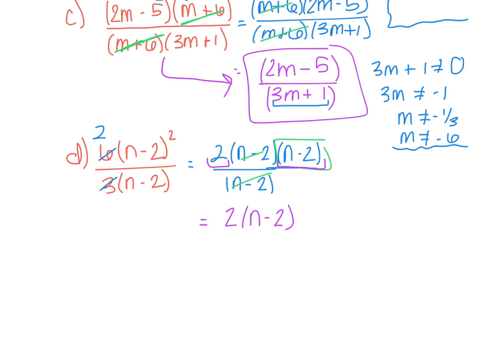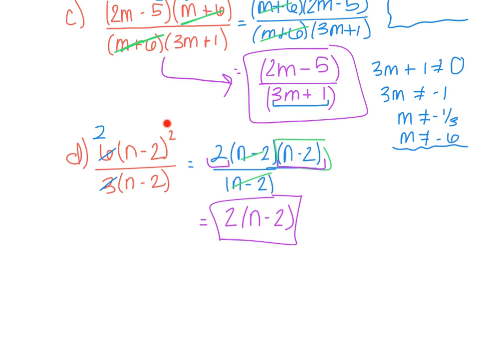And what's remaining in the denominator? That would just be 1, because when I do the cancellation, this divided by this whole thing equals 1. So it's really 2 times n minus 2 divided by 1, but we don't have to write that divided by 1 because that would just result in this final answer.